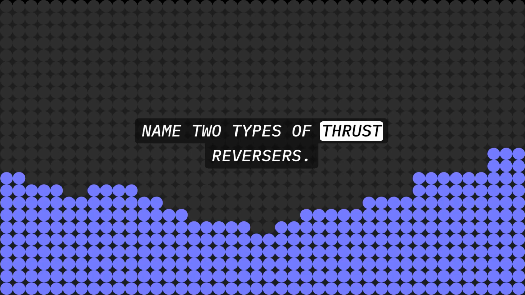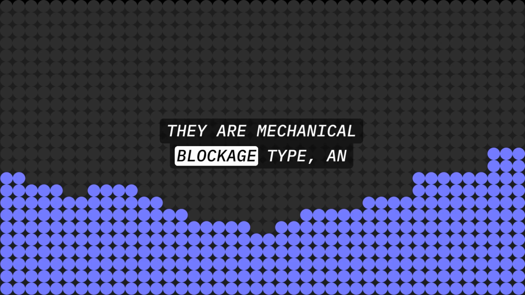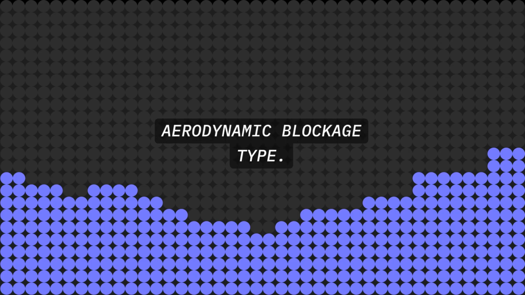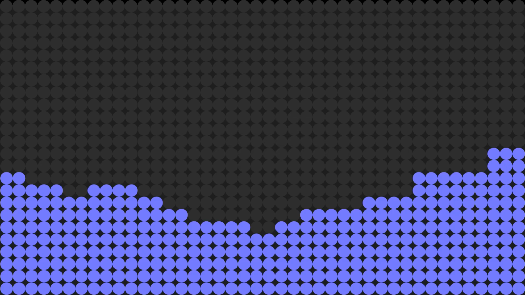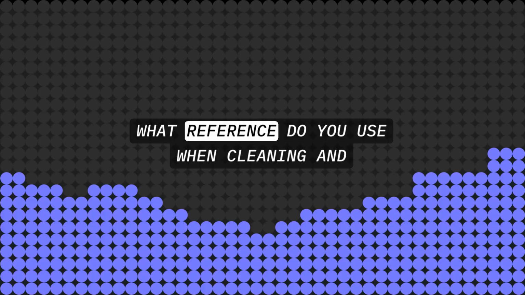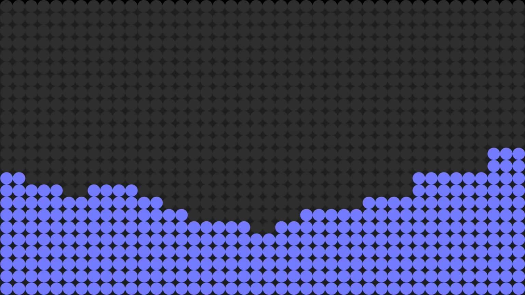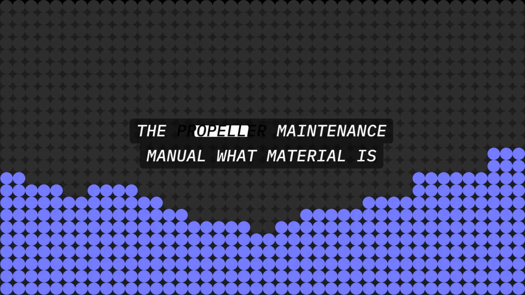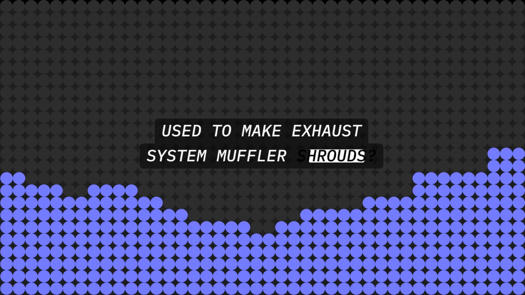Name 2 types of thrust reversers. They are mechanical blockage type and aerodynamic blockage type. Can a thrust reverser deliver 100% of engine power? No. What reference do you use when cleaning and inspecting propellers for cracks? The Propeller Maintenance Manual. What material is used to make exhaust system muffler shrouds?